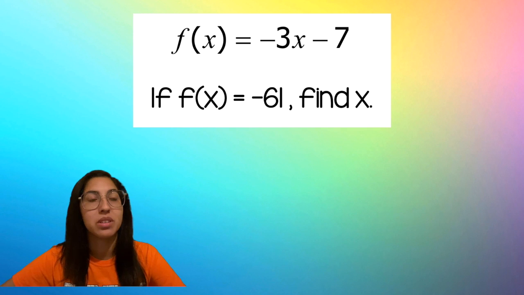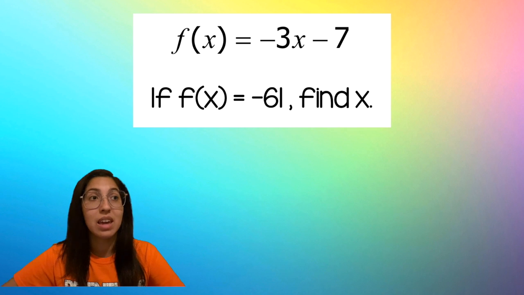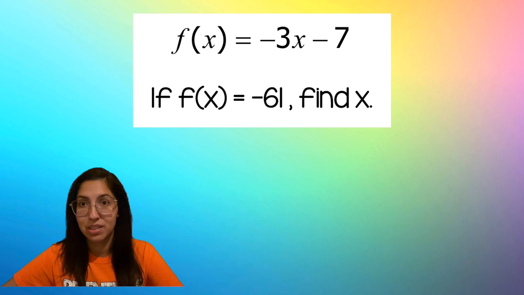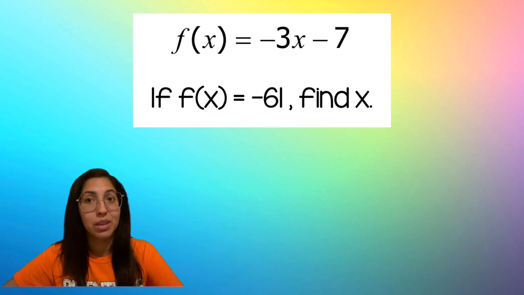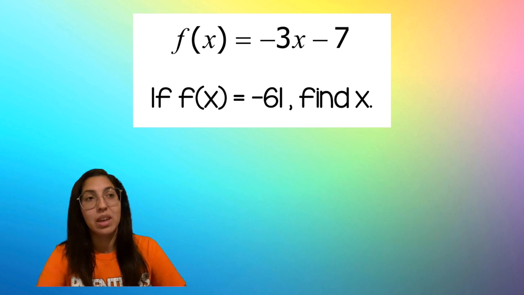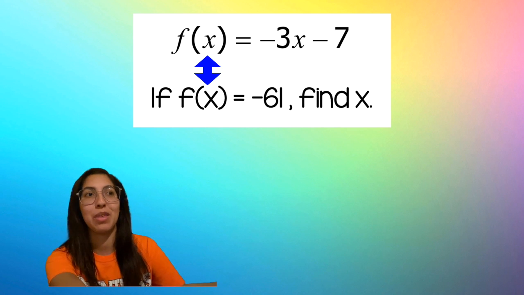f of x equals negative 3x minus 7. Notice they're asking if f of x equals negative 61, find the x value. So this is a given output. They've given us negative 61, and they want us to find the corresponding x value. So when the y value equals negative 61, what was the original x value? And I know it seems complicated, but this is a lot easier than you think.